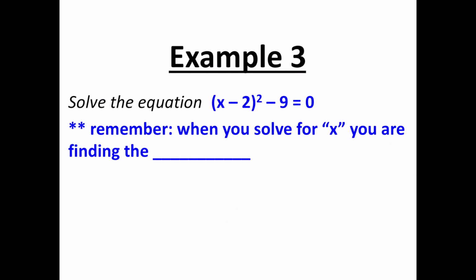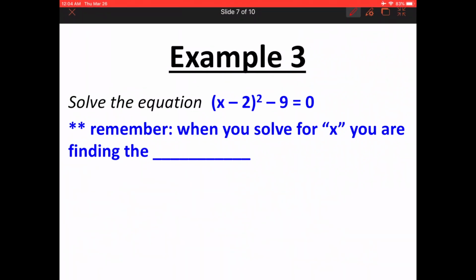So let's take a look here at one more equation that is not a word problem. And here we have x minus 2 in parentheses squared minus 9 equals 0. And just a little reminder for you guys, remember that when you solve for your x, you are finding the zeros. And that terminology you'll see used really often, even in the next lesson and throughout the chapter. So I want you guys to start getting used to that.